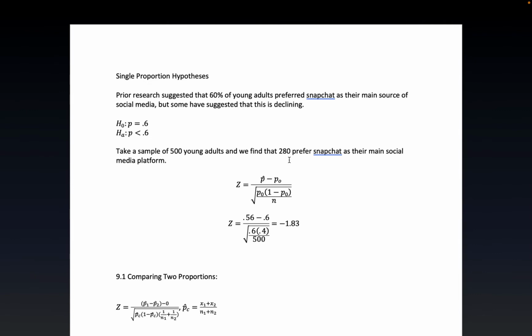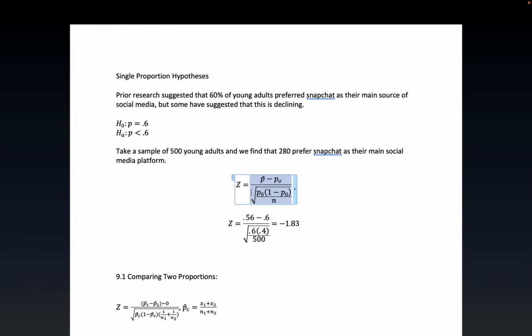So what would your hypotheses be based on this wording? Well, the prior research shows that it's 60%, so our null hypothesis is that the proportion is 60%. And again, the wording of the problem indicates that we think it's moving or declining or becoming less than. So our alternative hypothesis would be that the proportion of young adults using Snapchat is becoming less than 0.6. So what you would then do, or what the wording of problems usually says, is that you took some sort of sample and you found some amount that prefer using Snapchat as their main social media platform.